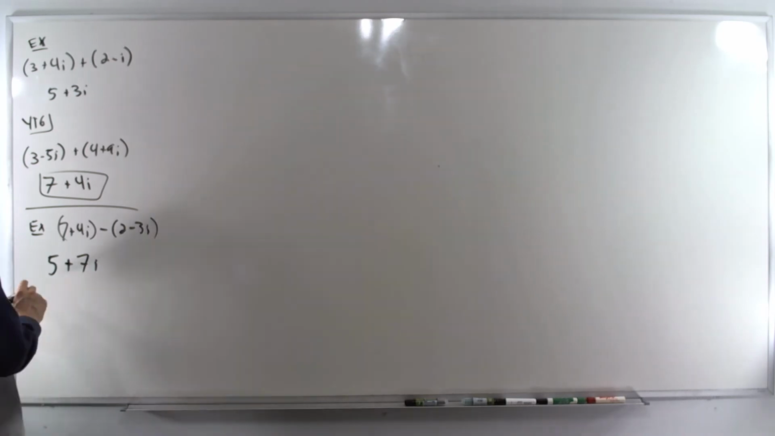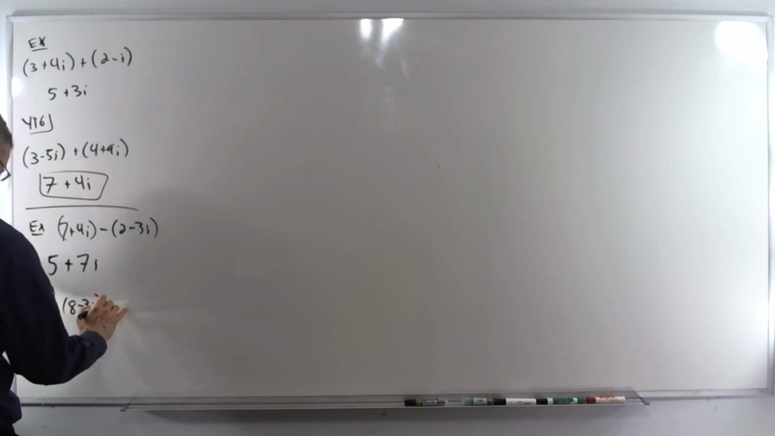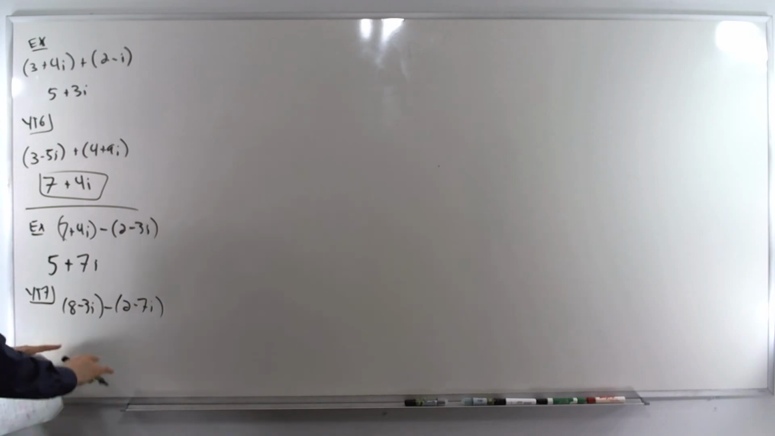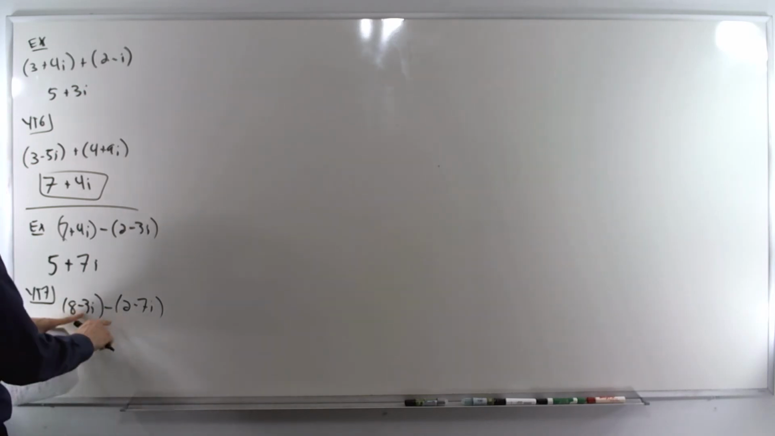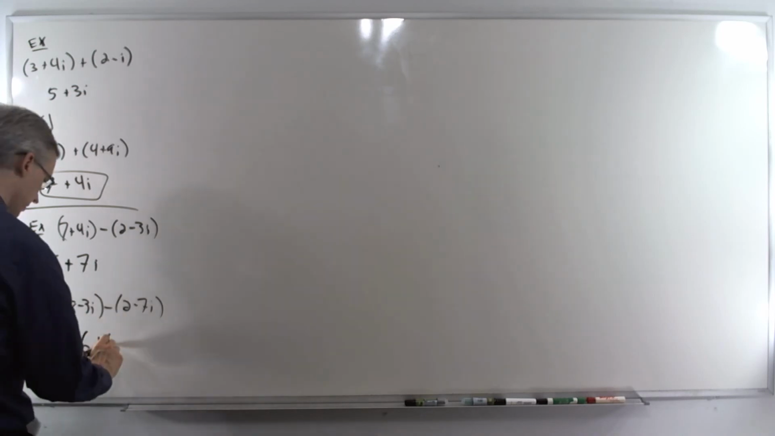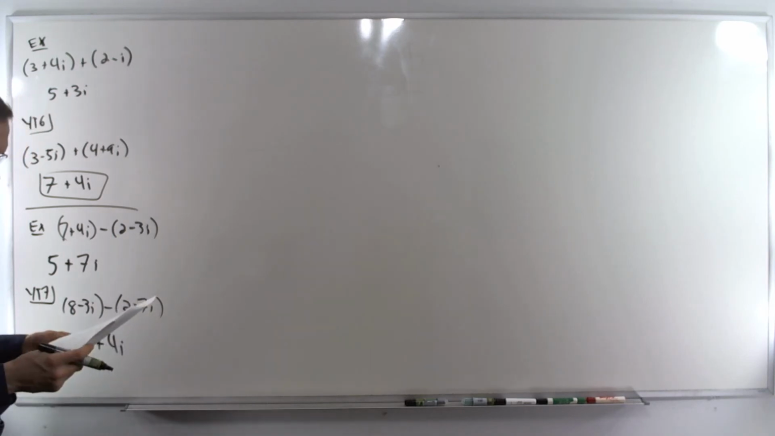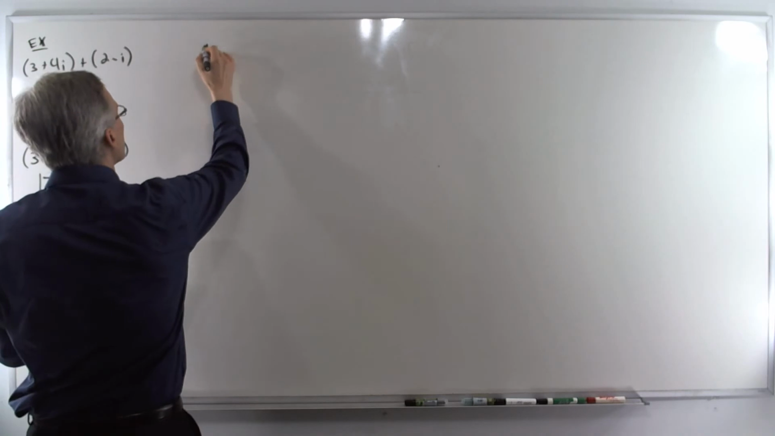Your turn, number 7. We get 8 minus 2 gives us 6. And -3 minus -7 is -3 plus 7, so that is plus 4i. 6 plus 4i. Alright, now we're going to multiply complex numbers.